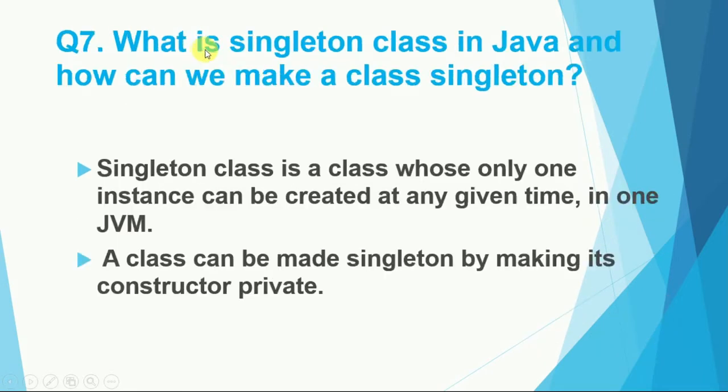Next is, what is a singleton class in Java, and how can we make a class singleton? A singleton is simply a class of which only one instance can be created at any given time in one JVM. A class can be made singleton by making its constructor private. We will discuss this later, but you should know what a singleton class is. I hope you understood.